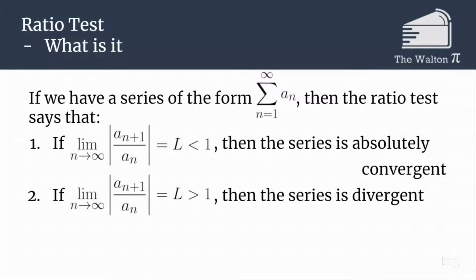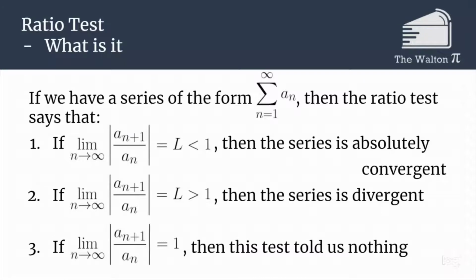If the limit is greater than 1, then the series is going to be divergent, and our only other case is if the limit is equal to 1, then this test actually told us nothing. It might converge, it might diverge, we're not sure. This test did not tell us anything about the convergence or divergence of that series. However, in the first two cases, it is going to be definitive.